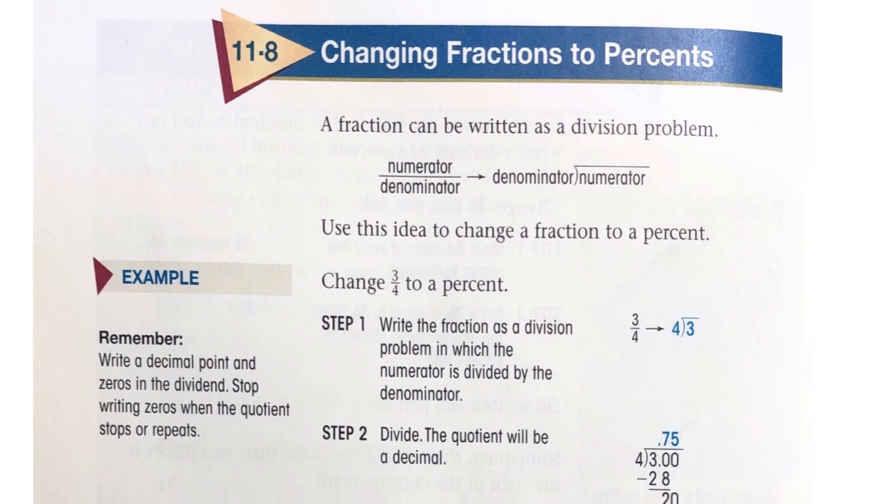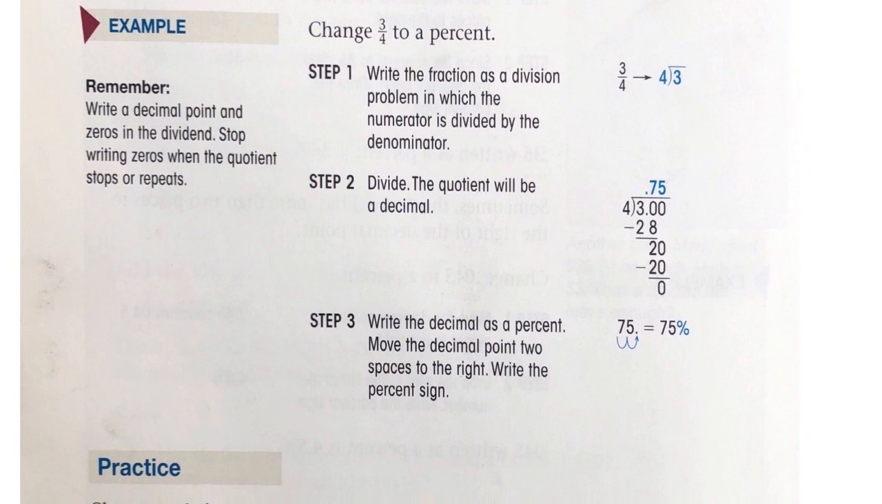For example, change 3/4 to a percent. Step 1, write the fraction as a division problem in which the numerator is divided by the denominator. The number on top goes in the shop. The bottom does the dividing. Step 2, divide. The quotient will be a decimal. So you can add a decimal, add zeros as you need, and get your quotient. In this case, 75/100ths.